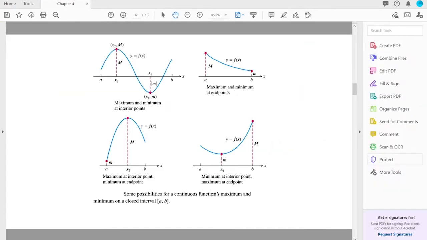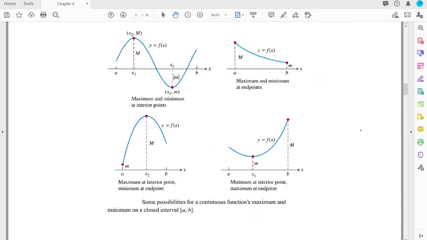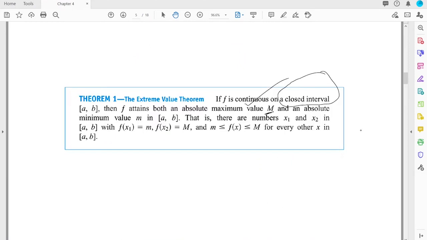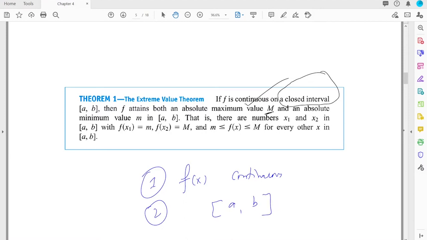So what this extreme value theorem says is that the function has to be continuous, and number two, it has to be defined on a closed interval. If that is the case, then an absolute maximum and an absolute minimum value of that function are always possible.